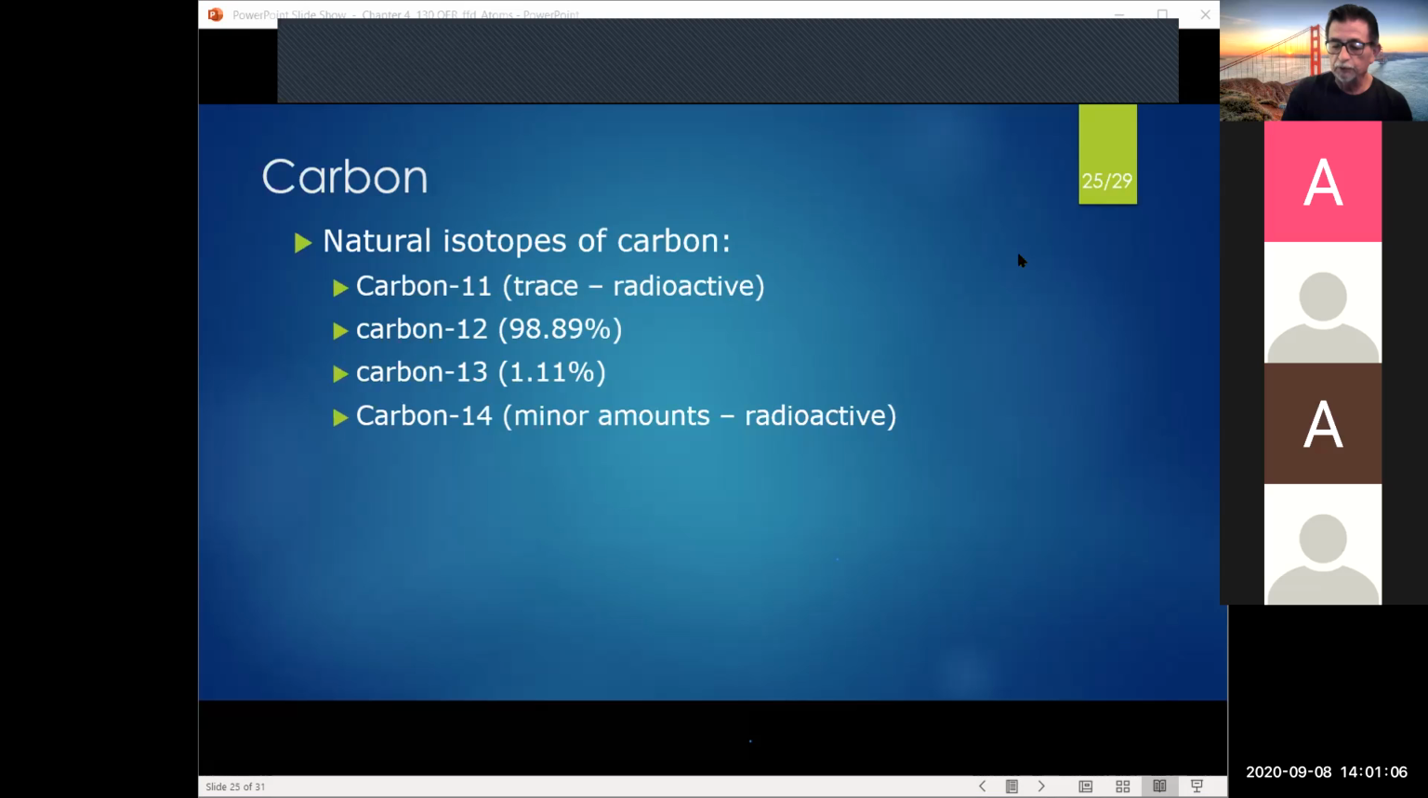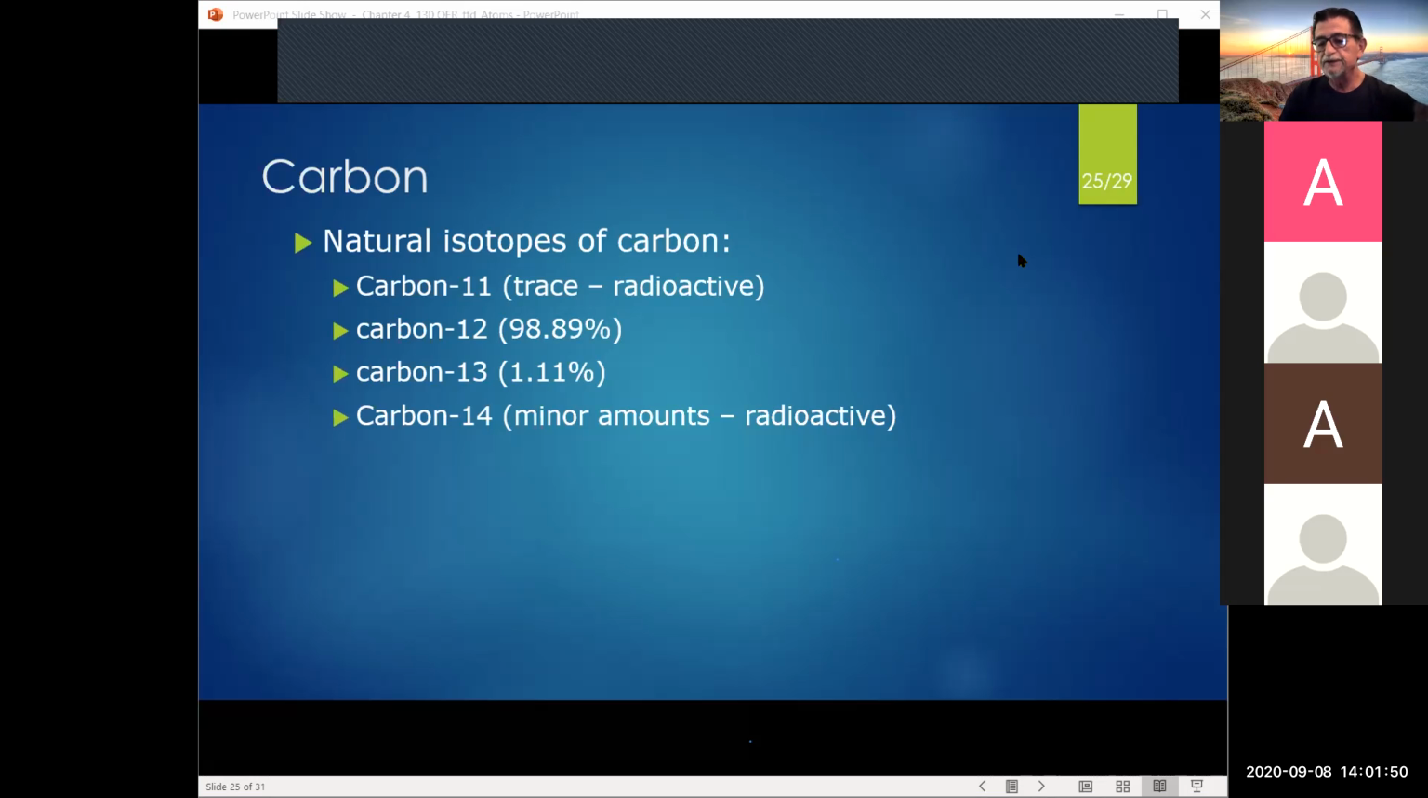All of them have 6 protons. All of them have 6 electrons. Where they differ is the number of neutrons, okay? Carbon-12 has 6 neutrons, carbon-11 has 5, carbon-13 has 7 neutrons, and carbon-14 has 8 neutrons. Now, the relative percentage and natural amount that they occur in nature is given there. So 98.89% is in the form of carbon-12. There's about 1% in carbon-13 and very small amounts for 11 and 14.